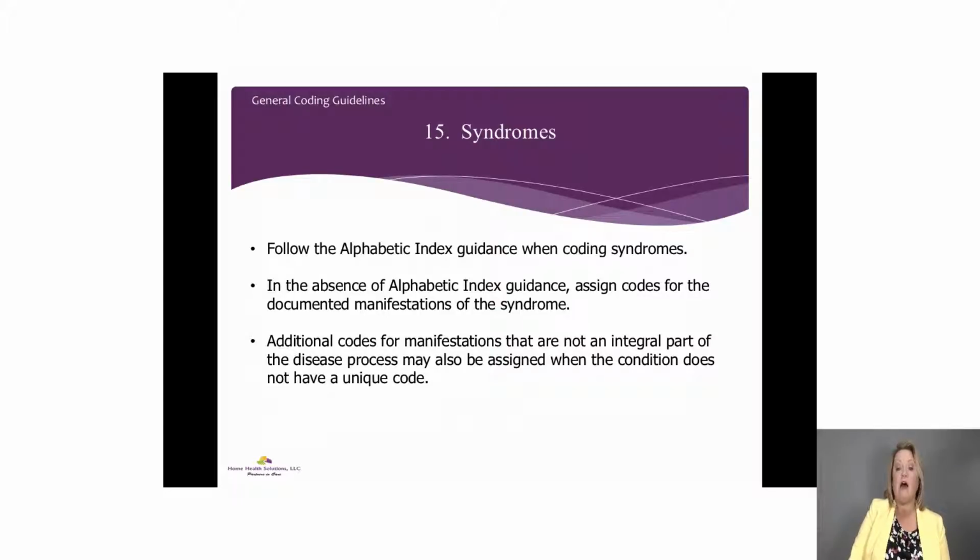Syndromes. Follow the Alphabetic Index guidance when coding syndromes. In the absence of alphabetic index guidance, assign codes for the documented manifestations of the syndrome. Additional codes for manifestations that are not an integral part of the disease process may also be assigned when the condition does not have a unique code.